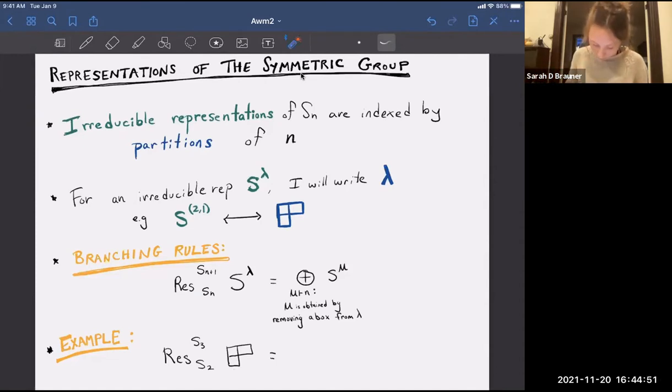For example, here's my partition. This is a representation of S3. There are two boxes I could remove. I could remove this box, or I could remove this box. And so what I end up getting is this direct sum here.